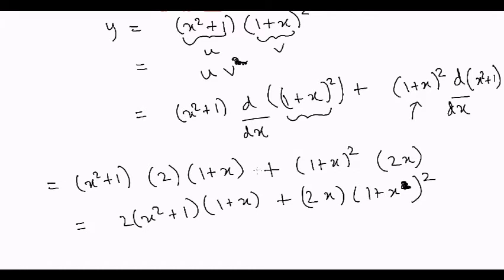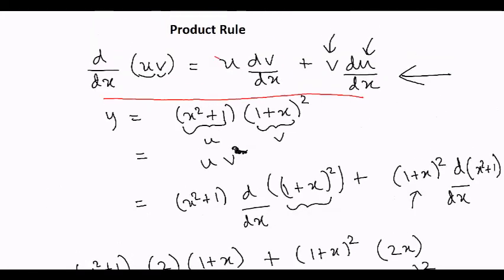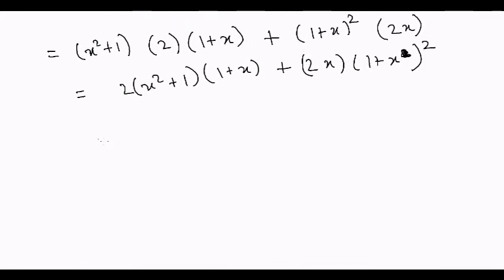We shall look at another problem to make our understanding a little better. As usual, I always go to problems which have square roots in them, because square roots are pretty scary and it just scares students. So suppose I have a function which is x times the square root of 3 plus x squared. How would I solve this? Again, I take x to be u, and I take the square root to be v.